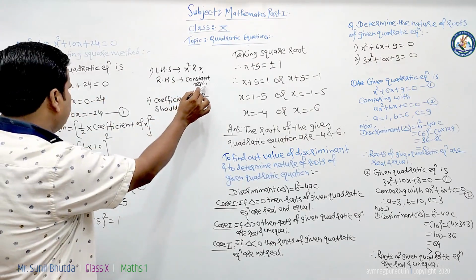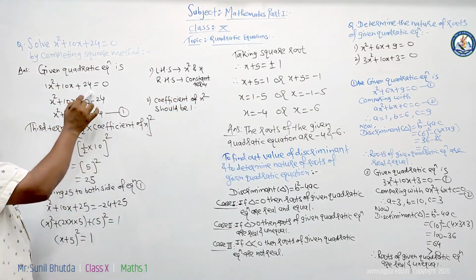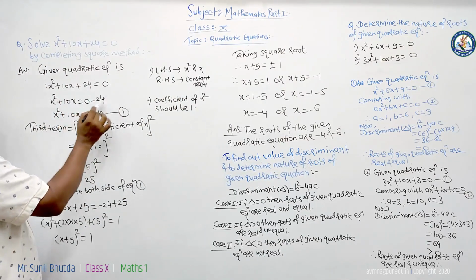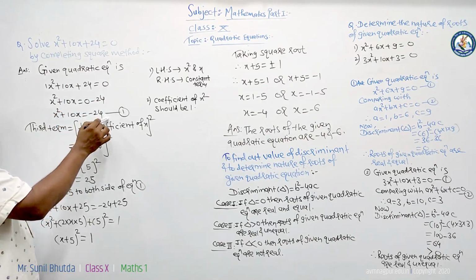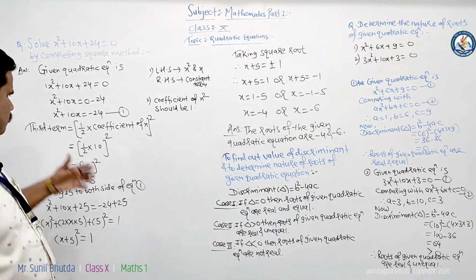Now, we have to transfer what? The constant term to the right hand side. Here the constant term is plus 24. So, therefore, 0 minus 24 will give what? In the right hand side, the value will be minus 24. Let this be our equation number 1.